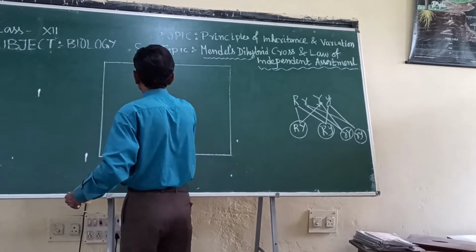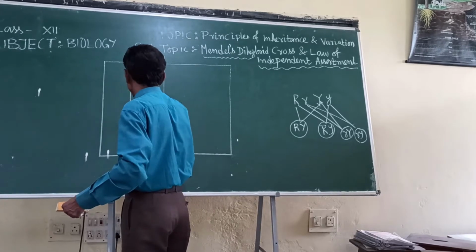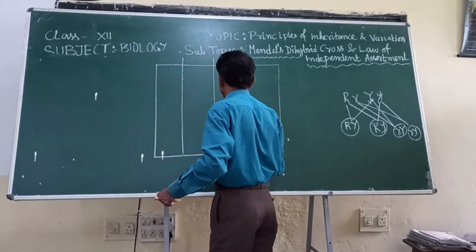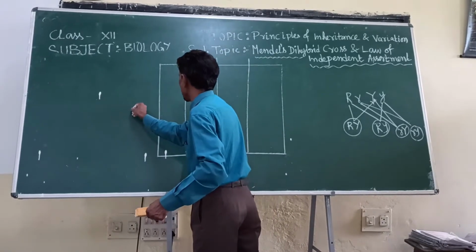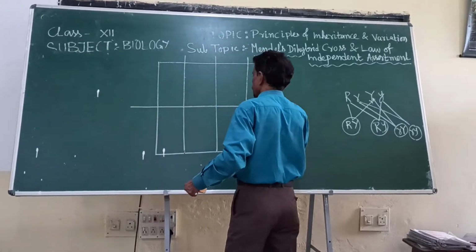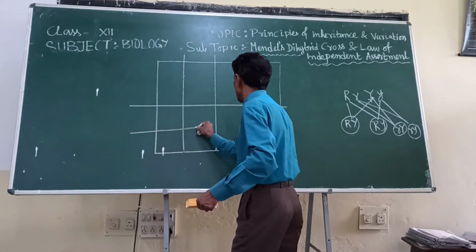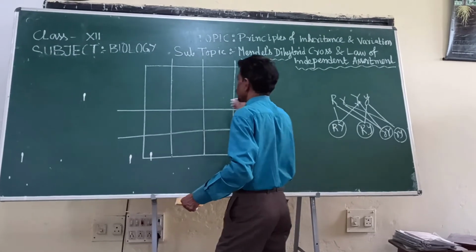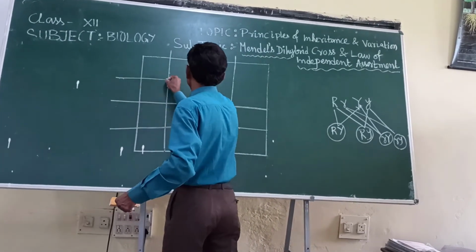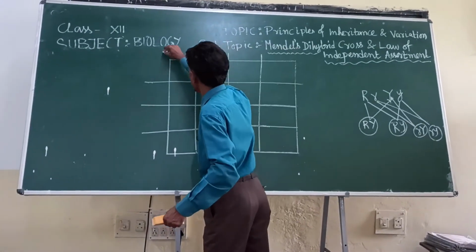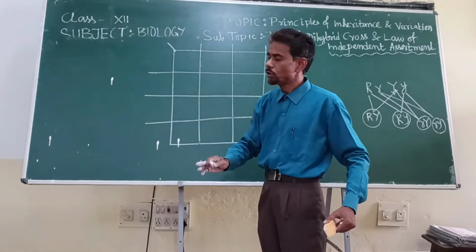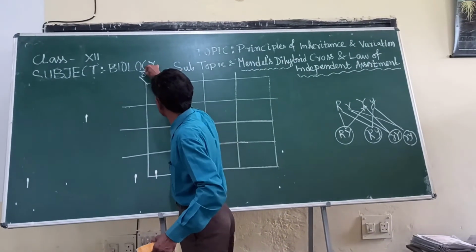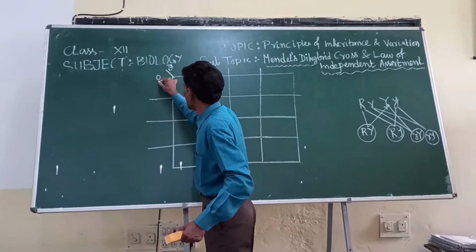Divide into four different compartments horizontally and vertically. This one also. And now, suppose this is represented by male gamete and this is represented by female gamete.